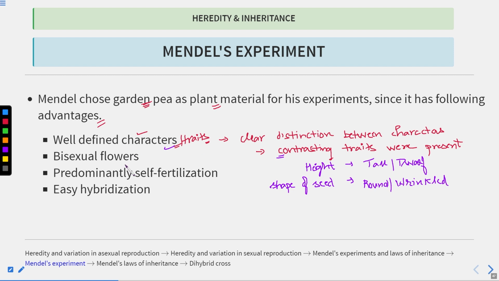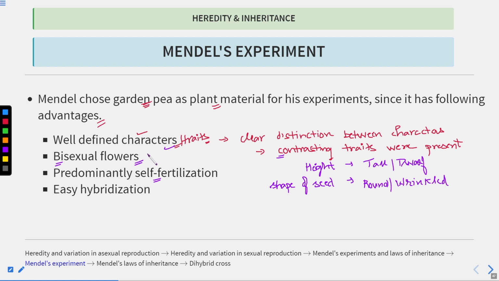Clear? Next is that bisexual flowers were present. Bisexual flowers means the flower which consists of both the female as well as the male reproductive parts. This is known as a bisexual flower. So in bisexual flowers, self-pollination will be promoted. Now, these plants were predominantly self-fertilizing, because they had bisexual flowers.